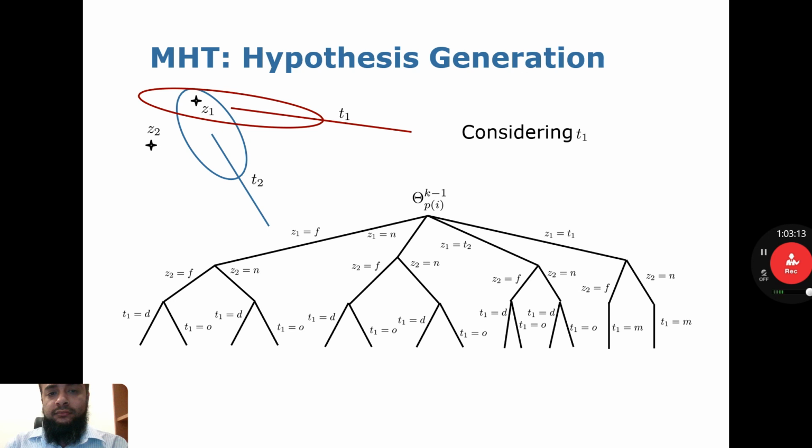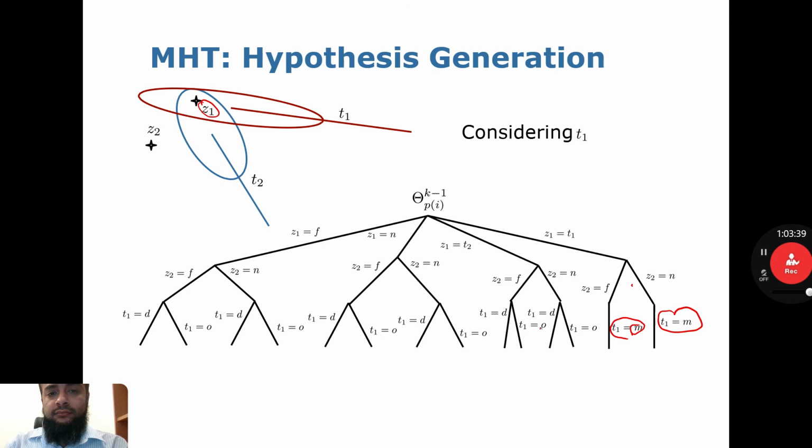Here, in this first hypothesis, track 1 has a measurement. Track 1's validation gate contains Z1, so Z1 lies in the validation gate. So measurement Z1 is assigned to track 1. And here a track should be deleted.